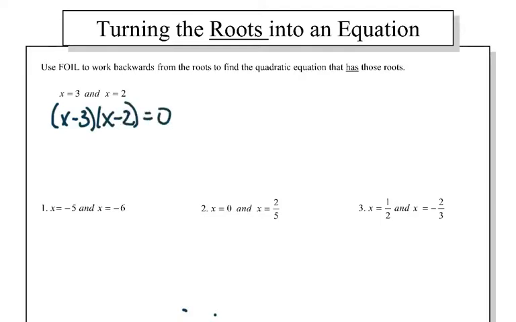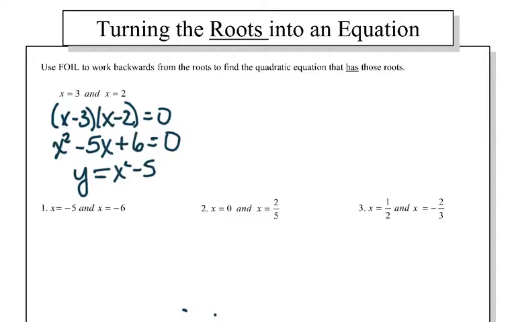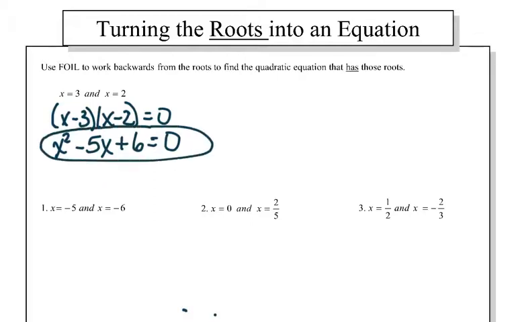And if I FOIL those together, I get x squared minus 5x plus 6 equals 0. But the equation that has those roots, you can probably say it either way, but it has to be an equation. Actually, now that I'm thinking it through, it'll probably confuse you to do the y. I would just leave it equals 0. That's the equation that has those roots.